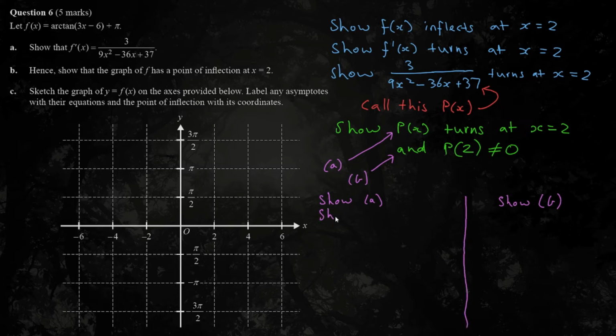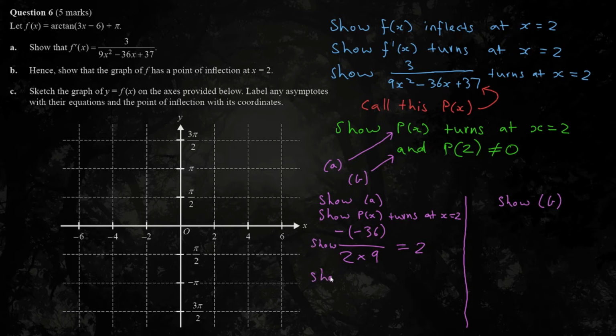So we're trying to show that p of x turns at x equals 2. And there's actually a formula that you should know for the turning point of a quadratic. So the turning point has x value negative b over 2a. And so we're trying to show that negative b, so negative 36 over 2a, so that's 2 times 9, equals 2. And this is what we're trying to show.